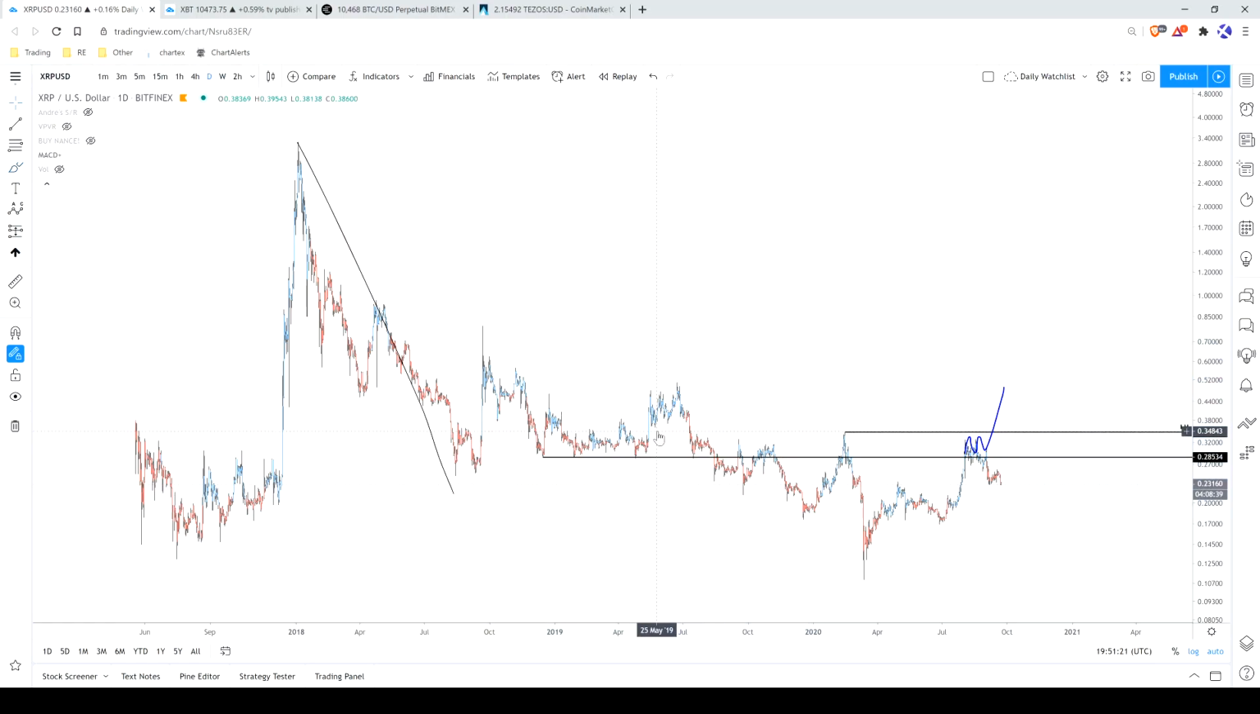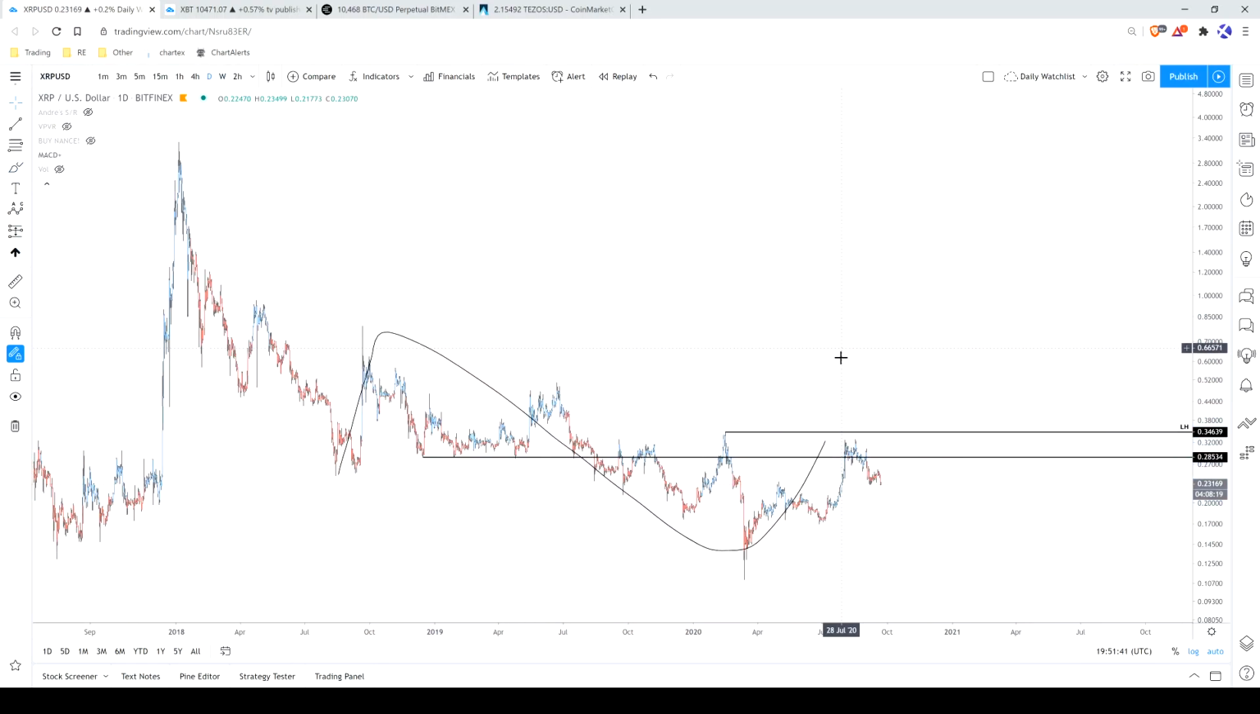I have this saved somewhere. This is very clearly one move down here. Could it be where this whole portion is some large ABC? This failed already, right? We're not doing that. Could this be A, B, and we're starting another move down? It could. And that's why I'm suggesting something like XRP might be a good short.